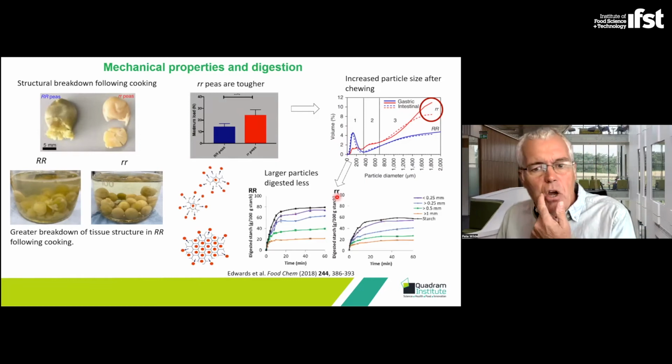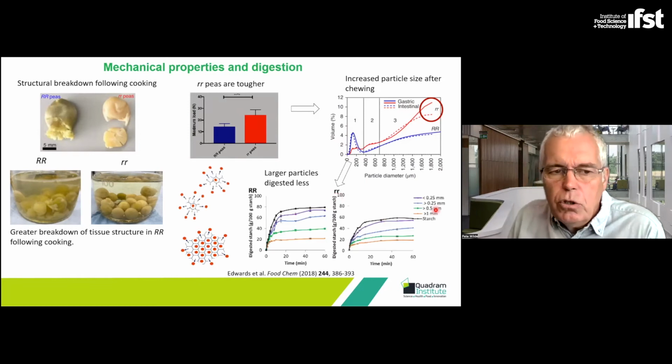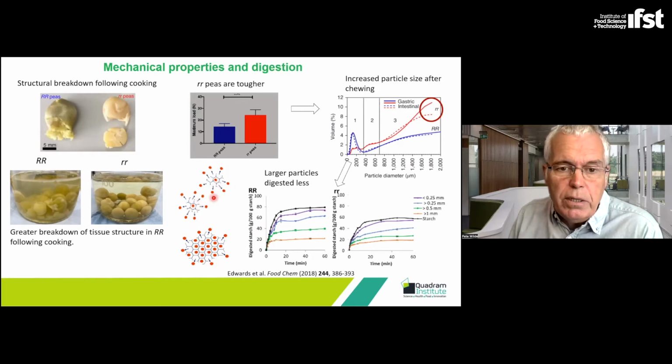And we know, and this is the work of a colleague at Quadrum, that the particle size is really important for releasing nutrients. Large particles will encapsulate and hold on to more of the nutrients within the cells, whereas smaller particles will release more of those nutrients relatively and encapsulate less inside those smaller tissue particles.